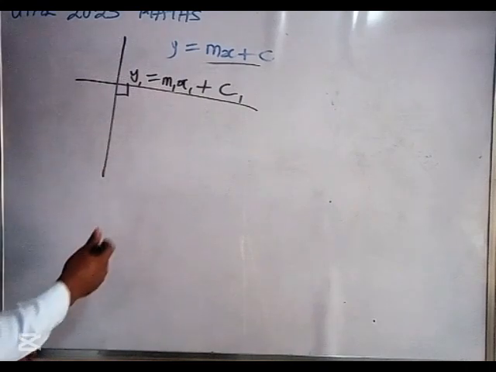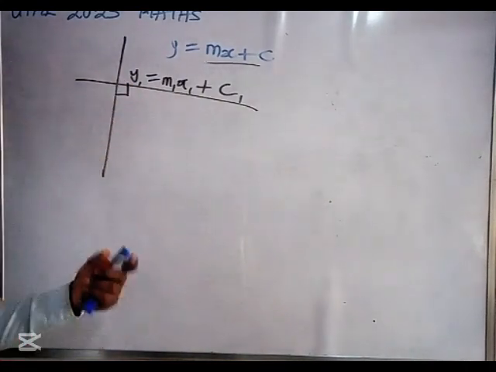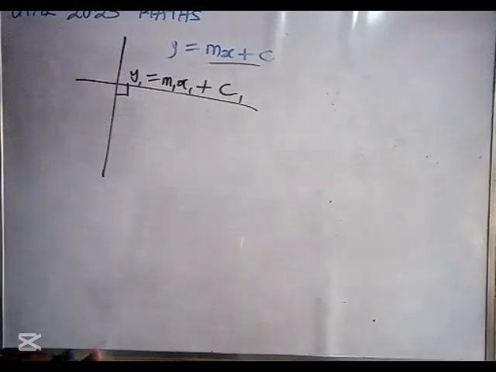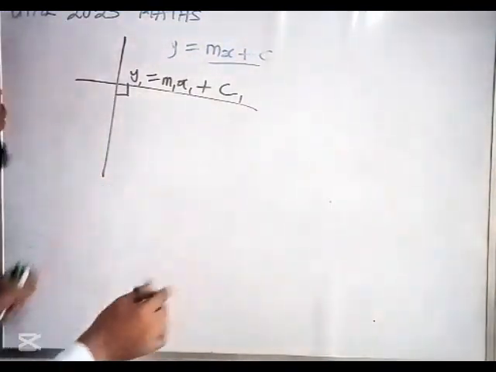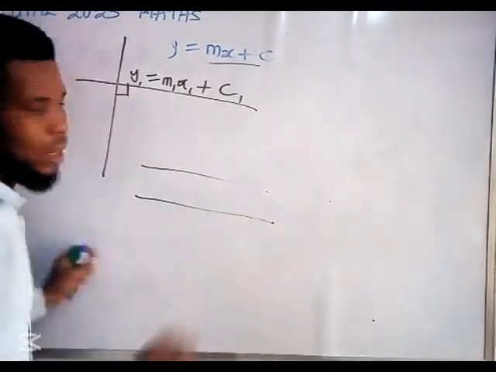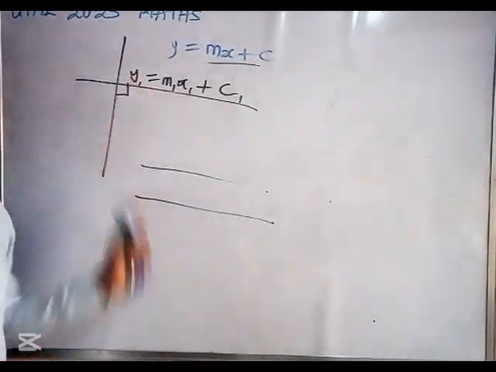If they ask you to find this slope, you have to find the equation of the line. Alright? So we're going to discuss that in the next video. How to get the equation of the line when the two lines are parallel, or when the two lines are what? Parallel and perpendicular. Alright?